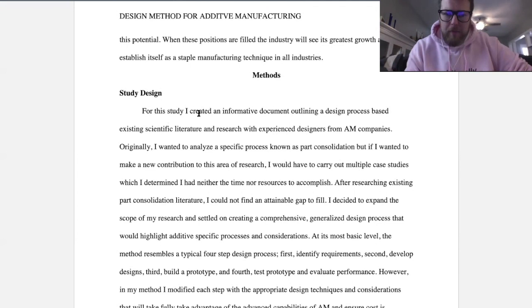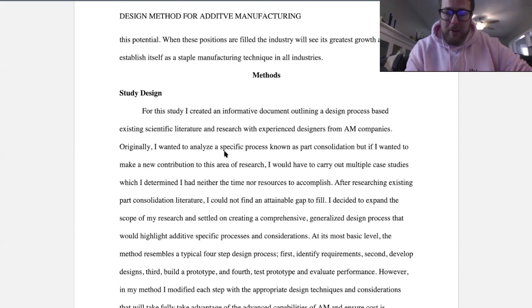So for this study, I created an informative document outlining a design process based on existing. I think they meant to say on. There's actually a typo here, which is interesting. It's worth noting that although grammatical mistakes can be an indication of something being wrong, right? Grammar is not really everything on these, right? Obviously, it's an easy thing to fix.